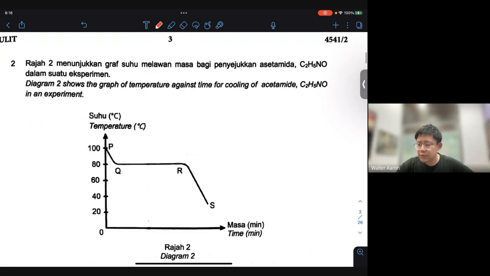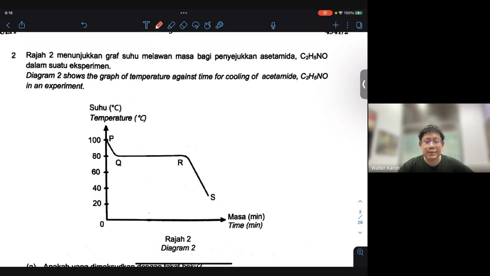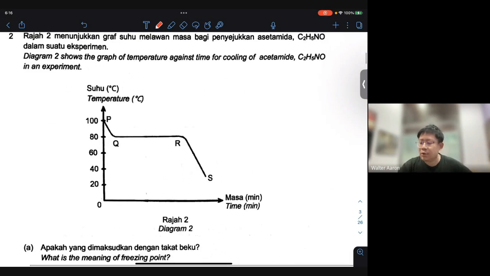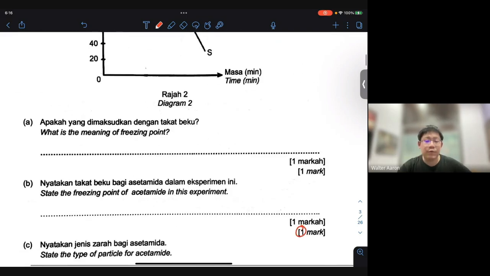All right, let's go to number 2. Diagram 2 shows the graph of temperature against time for the cooling of acetamide, C2H5NO, in the experiment. They give you points P, Q, R, and S, which represent different stages of the cooling curve. So what is the meaning of freezing point? The freezing point is the temperature where the liquid changes to solid at a certain pressure.